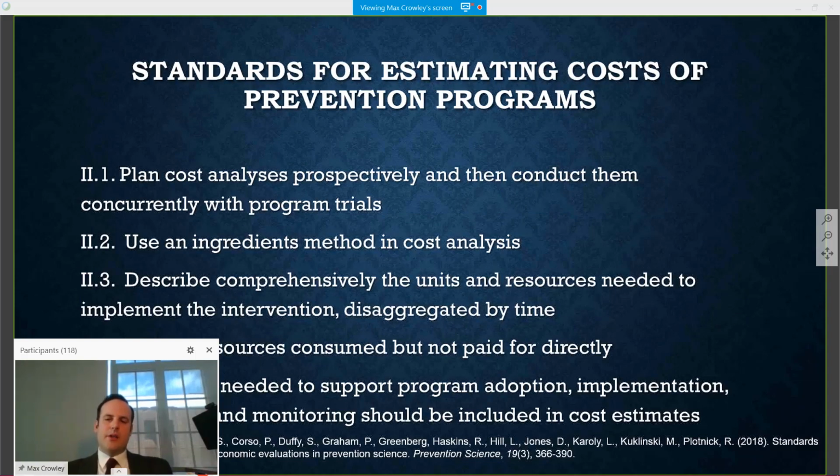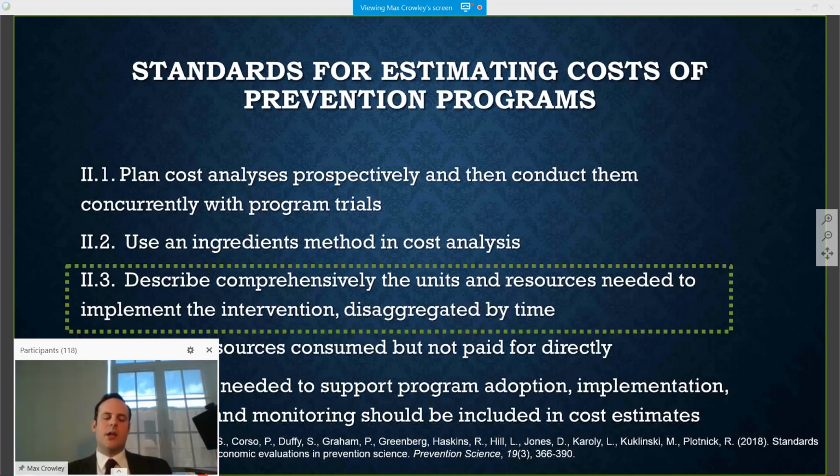So in this context, standards for estimating costs of prevention programs, 5 specific standards were identified. Many of you who have had some exposure in this area before may be familiar with, for instance, the ingredients method developed by Hank Levin and Clive Belfield, as well as others. So there was a significant consensus around the opportunities from using that methodology in particular. That refers to standard 2 of this category.